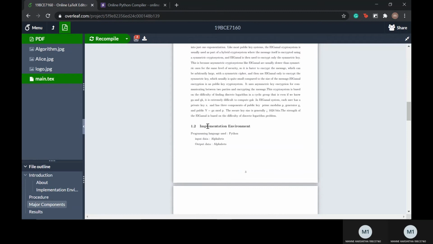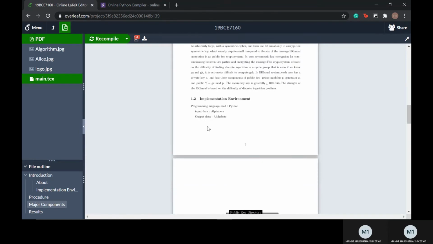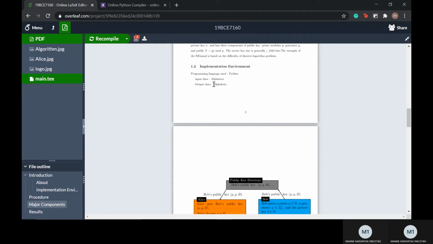In the ElGamal system, each user has a private key X and has three components of public key: prime modulus P, generator G, and public Y equals G^X mod P. Now, the implementation environment. The programming language used here is Python, and input data and output data both are alphabets.